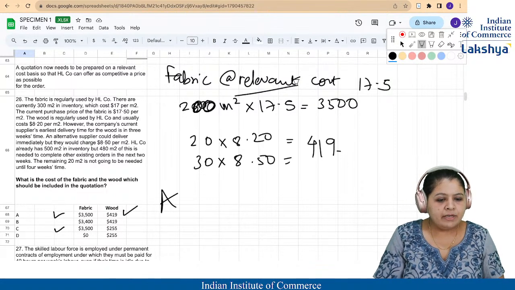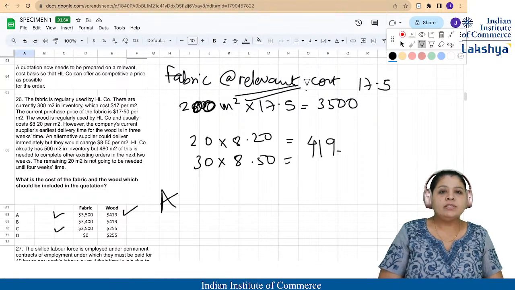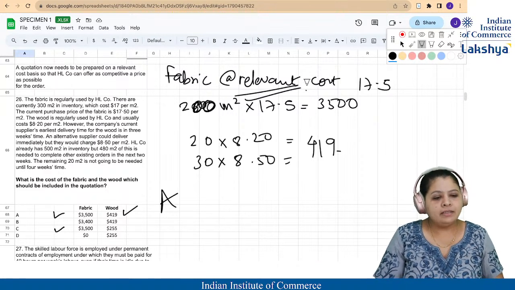Here the catch is with the relevant cost. Don't use the normal cost at $17. Your answer will be incorrect.